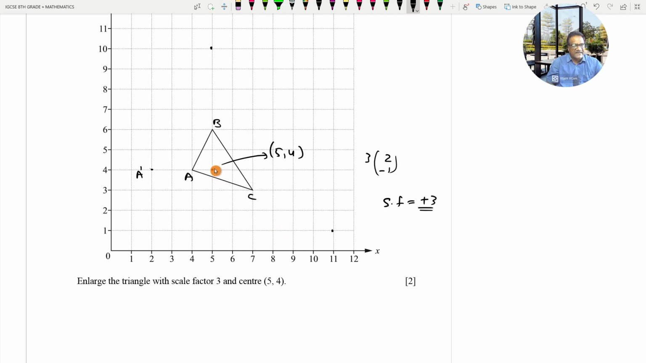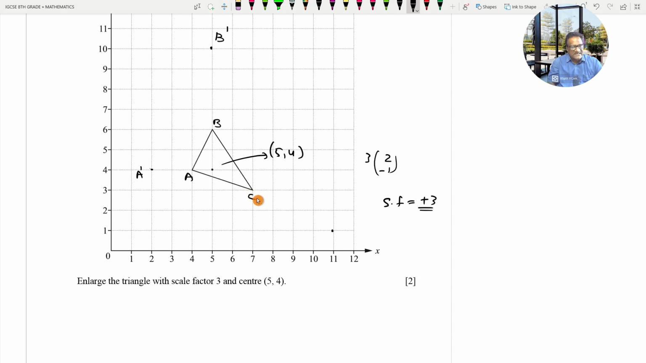Now the image of B will be how much? Now B is how much distance from this center of enlargement? It is 1 and 2, 2 blocks. So in the same direction, 2 multiplied by 3 will be 6. So I'll go 6 in the same direction. So 1, 2, 3, 4, 5 and 6. So I get this B dash as the image of this B. So I got the image of A as A dash, and for B, I got B dash.